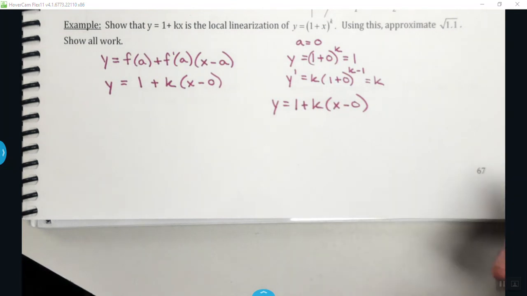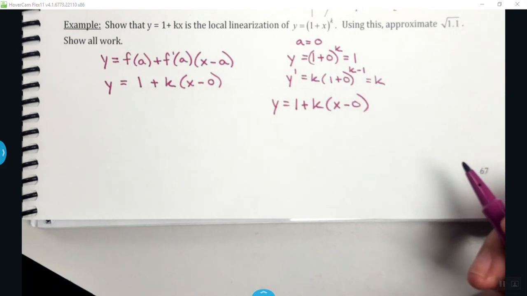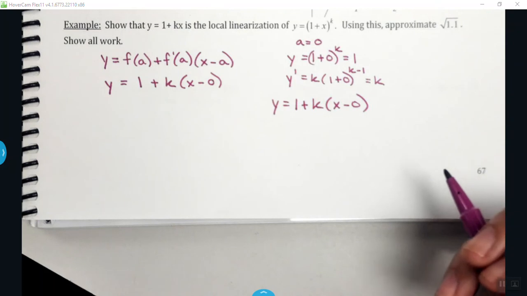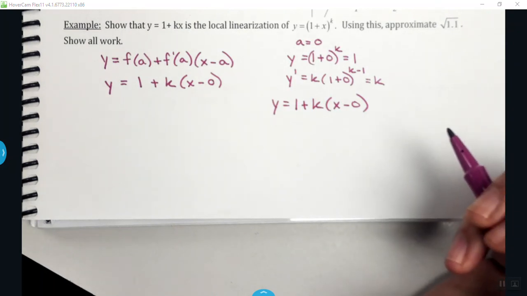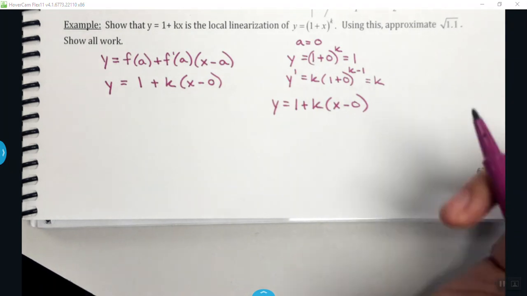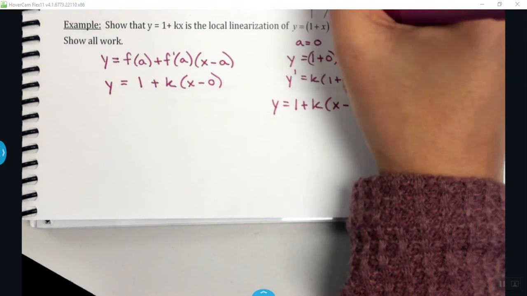Why is a 0? I just made a 0. That's the one that worked. Otherwise it wouldn't have worked. For local linearization, I should probably say at x equals 0. Let's add in at x equals 0.